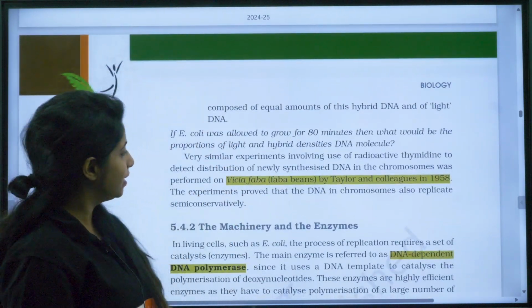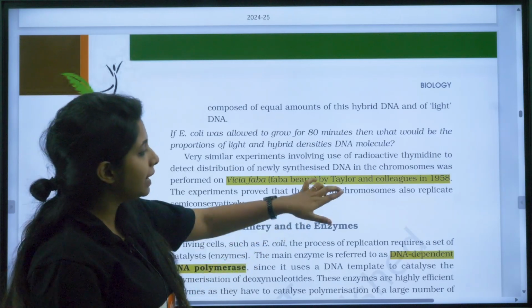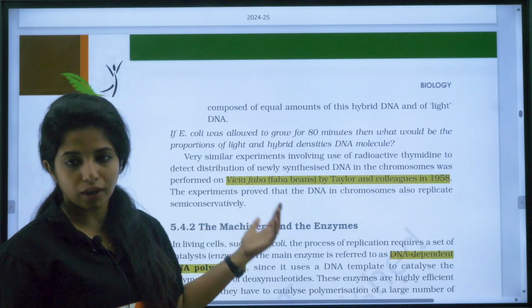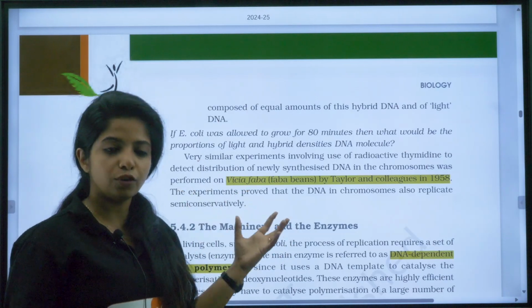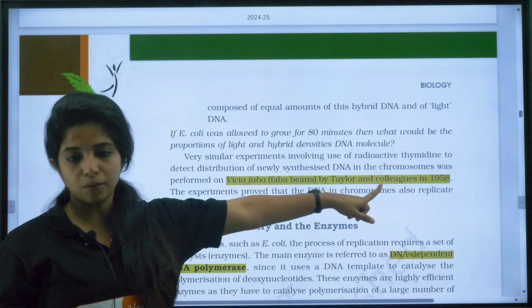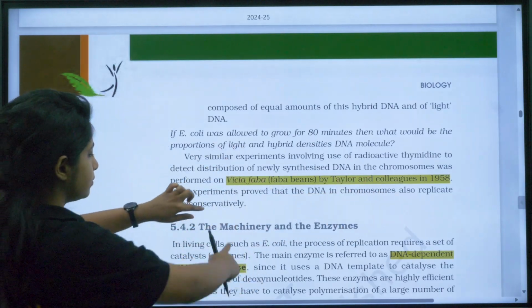Now, the experiment was done on Vicia faba also, which is faba beans, by Taylor and colleagues in 1958. By any chance, if it is asked, you can say that the same semi-conservative mode of replication was proven by an experiment done in Vicia faba by Taylor and colleagues. This is a whole different set of people.